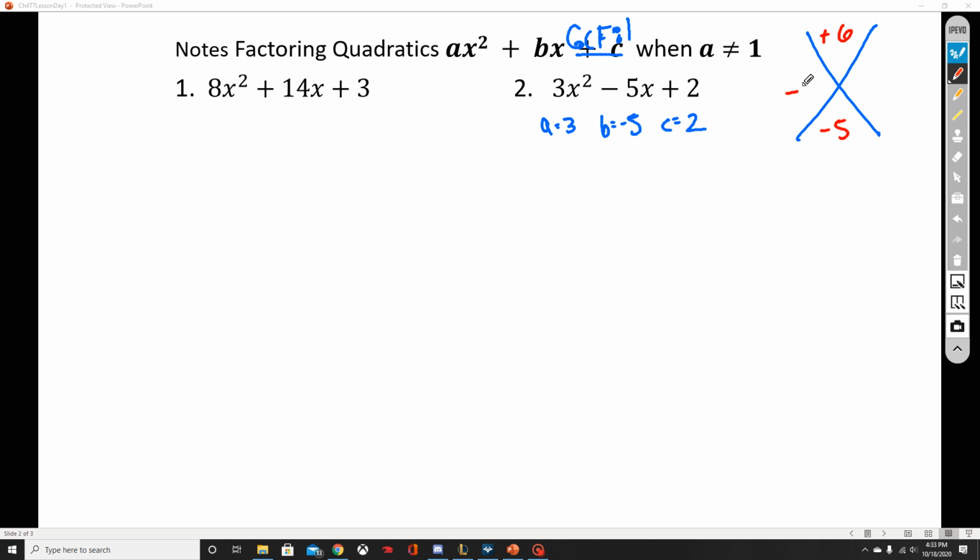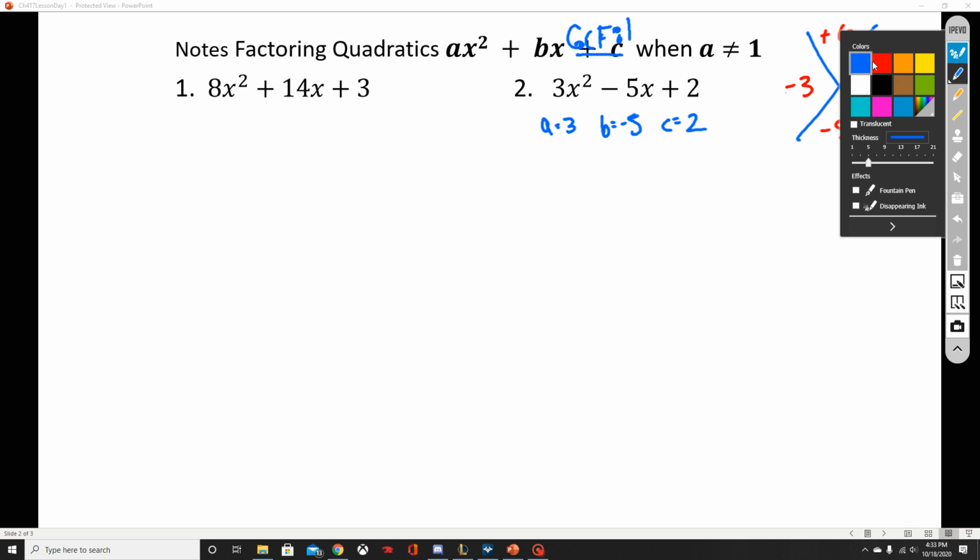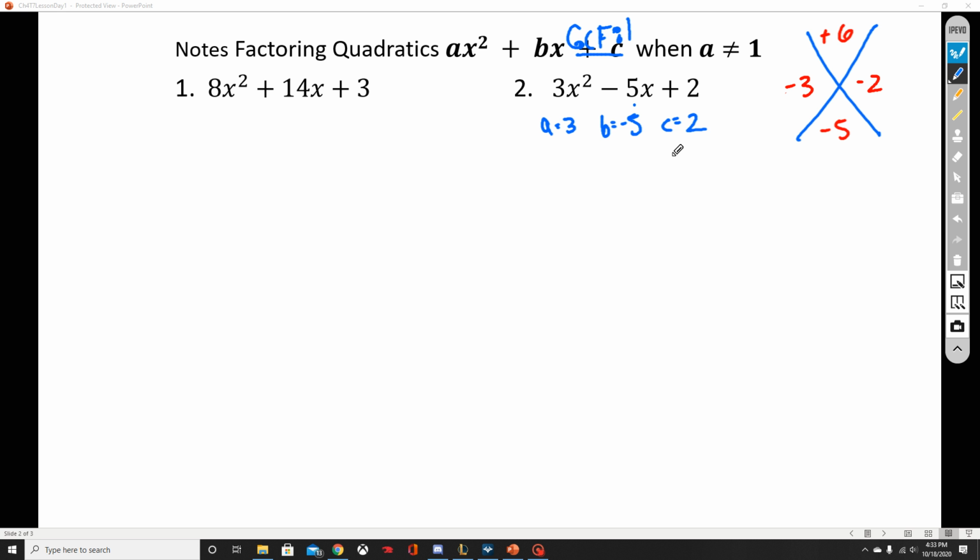That's -6. Nope. Wrong. What I meant to say was -3 and -2. -3 times -2 is positive 6. -3 plus -2 is -5. So this tells me that this middle term is going to be split into -3x and -2x. So I'm going to have 3x squared minus 3x minus 2x, and then plus 2.